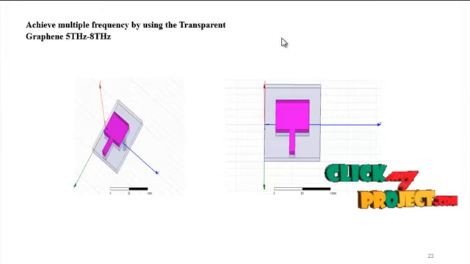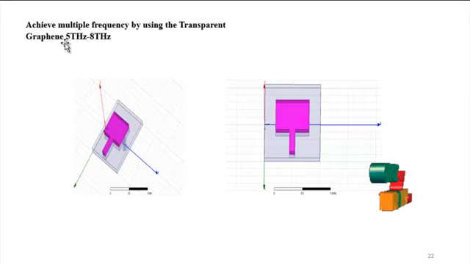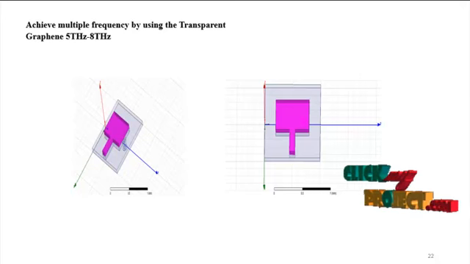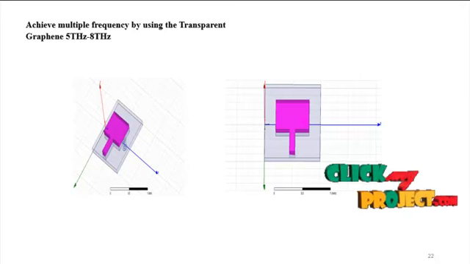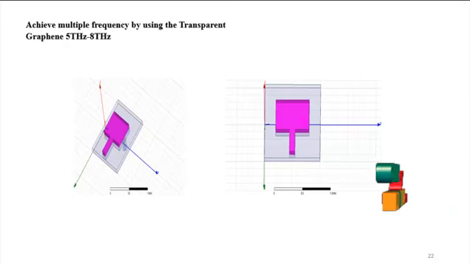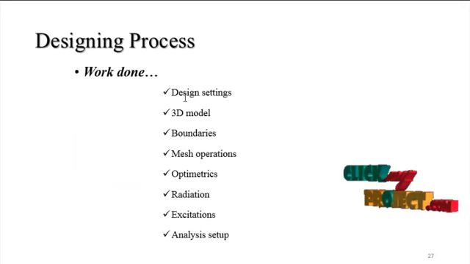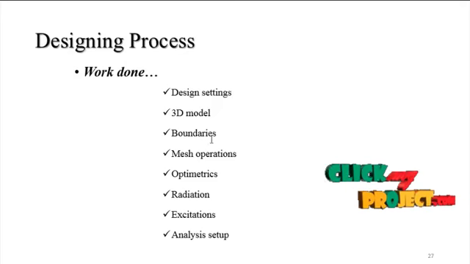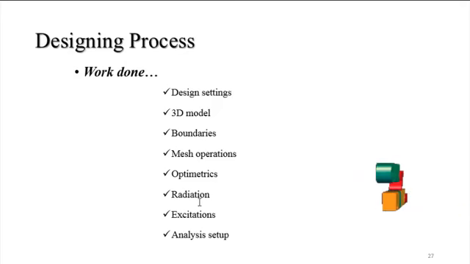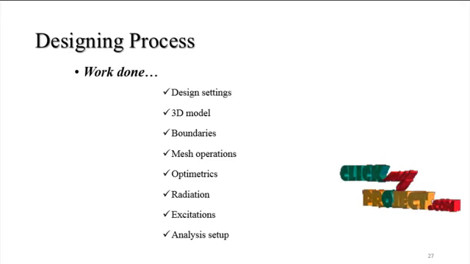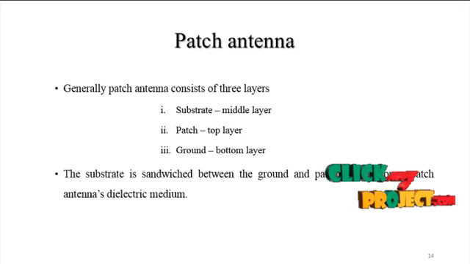So this antenna achieves multi-frequency operation by using transparent graphene material from 5 terahertz to 8 terahertz. These are the overall steps of the process. In the design procedure, we go through design settings, 3D model, boundaries, mesh operation, optometrics, radiation, excitation and analysis setup. So these are the overall steps of the process.